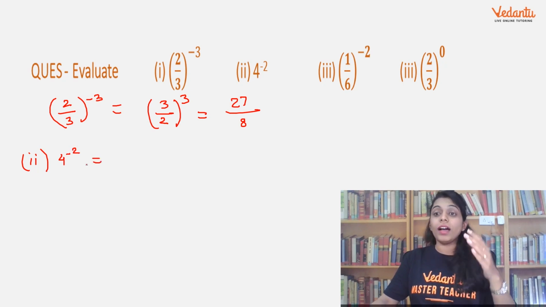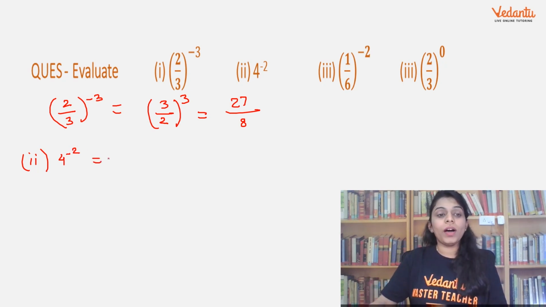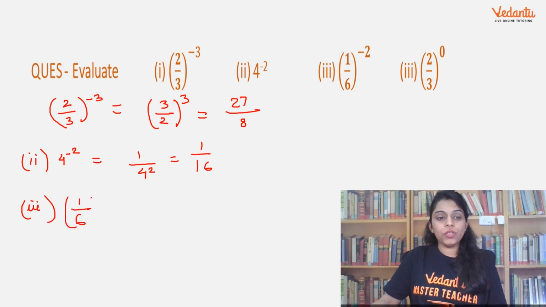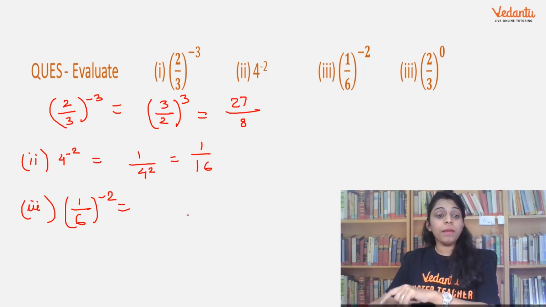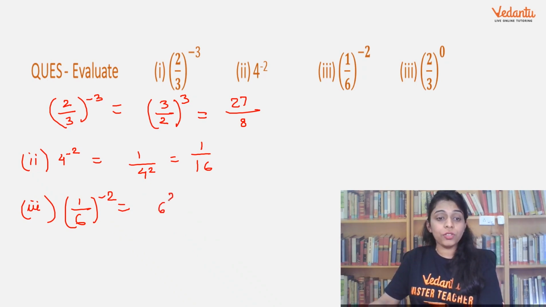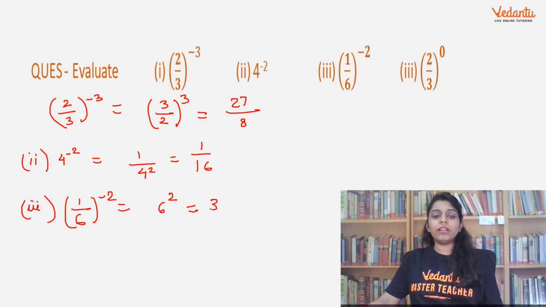Again, first thing, if it is a negative power, what will we do? 1/4 square, and 4 square is 16. Very simple. Okay, the third question is (1/6) raised to the power -2. Now once again it is a negative power, what do I have to convert it to? Positive power. This will become 6 raised to the power 2. 6 square is 36. Simple.